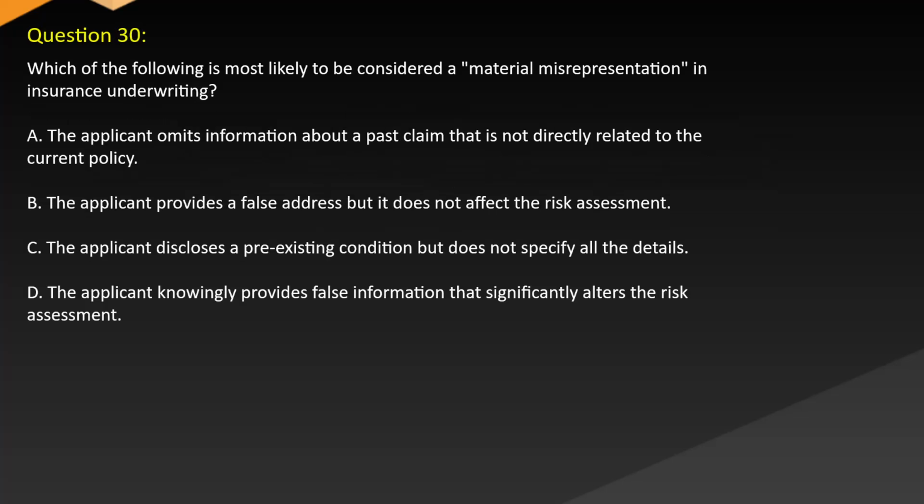Question 30. Which of the following is most likely to be considered a material misrepresentation in insurance underwriting? A. The applicant omits information about a past claim that is not directly related to the current policy. B. The applicant provides a false address, but it does not affect the risk assessment. C. The applicant discloses a pre-existing condition but does not specify all the details. D. The applicant knowingly provides false information that significantly alters the risk assessment.